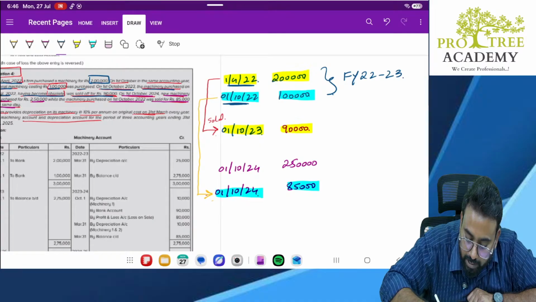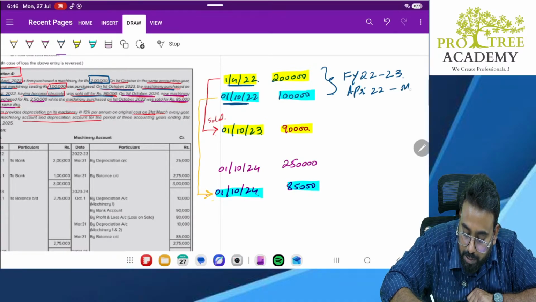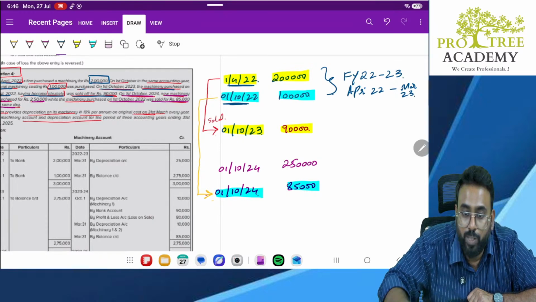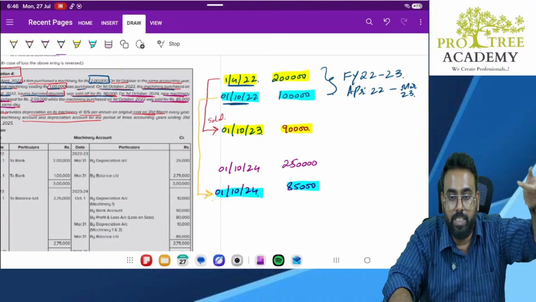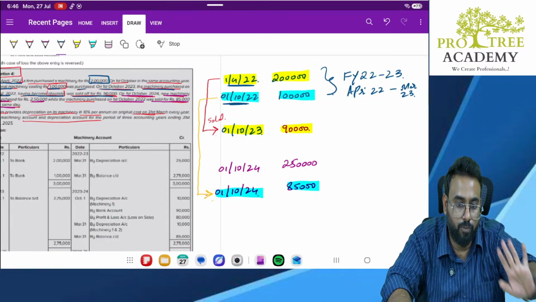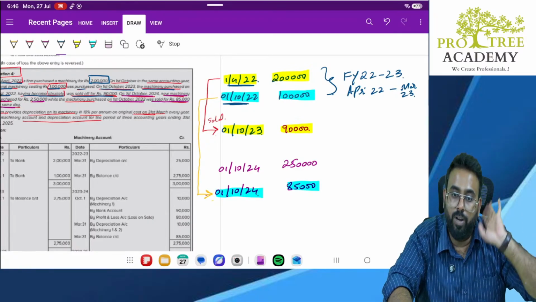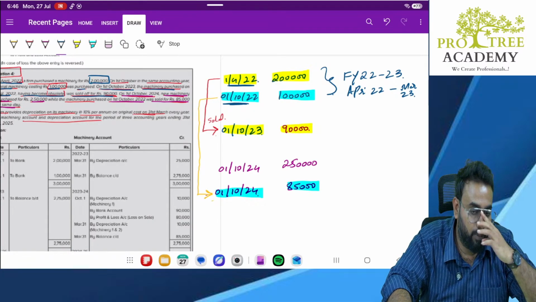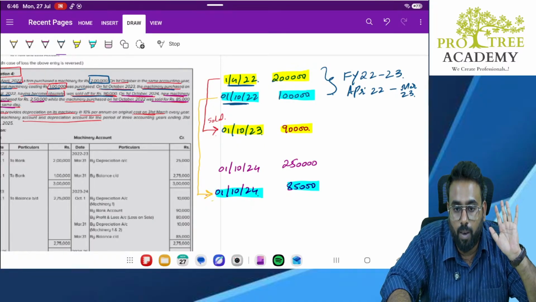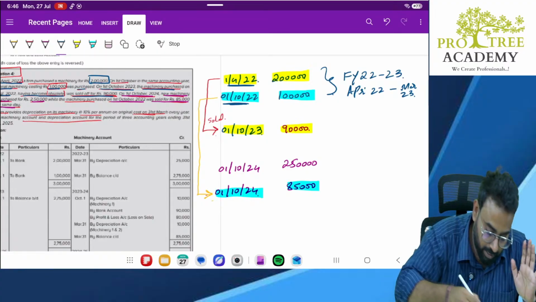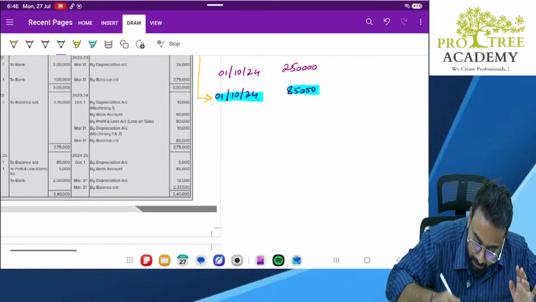What is the current financial year? Starting from April 2022 to March 23. Have we sold it during that period? No. So that means both the machinery was used for financial year 22-23. Correct? So will depreciation come? Answer is yes. Depreciation will come for financial year 22-23. That is clear. So shall we first calculate depreciation on this part? Yes. Let's calculate it.